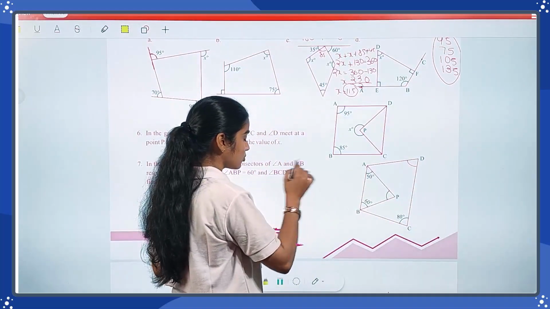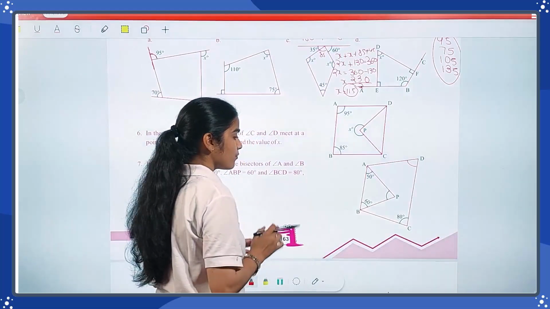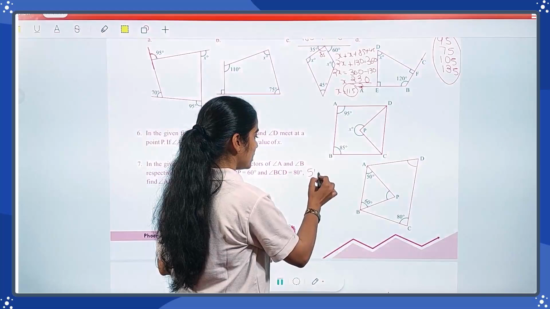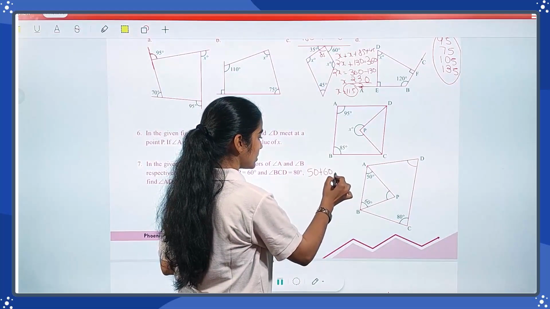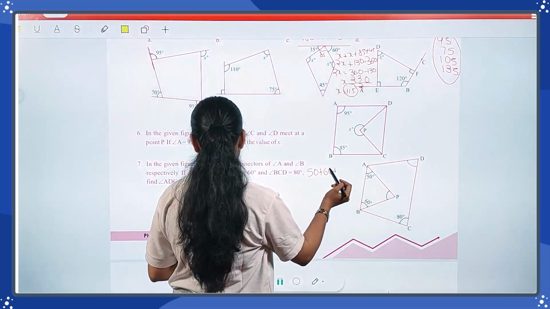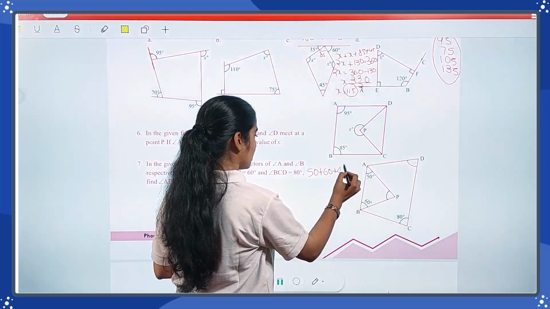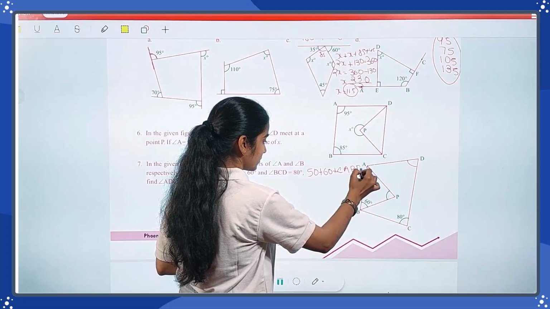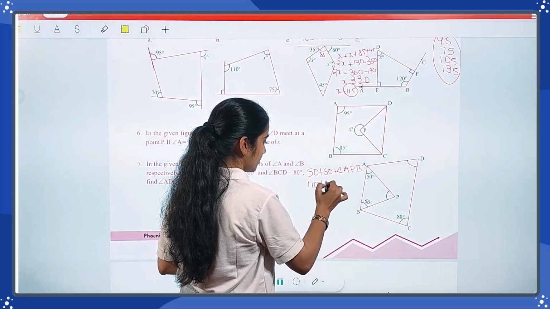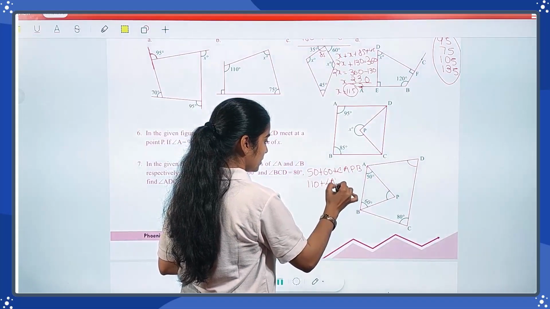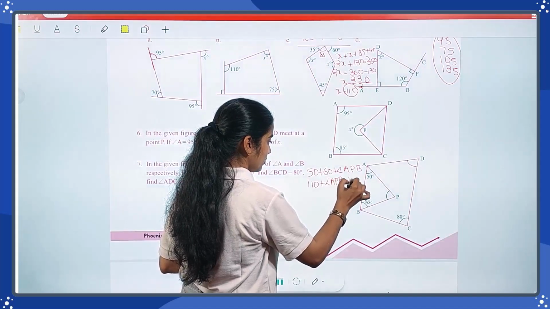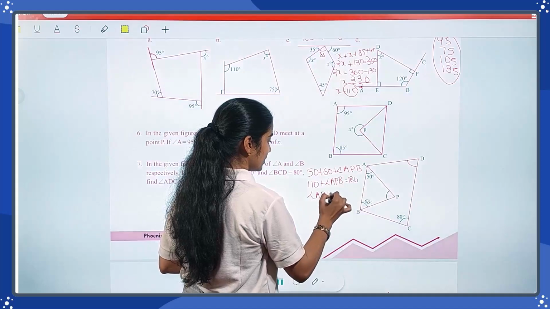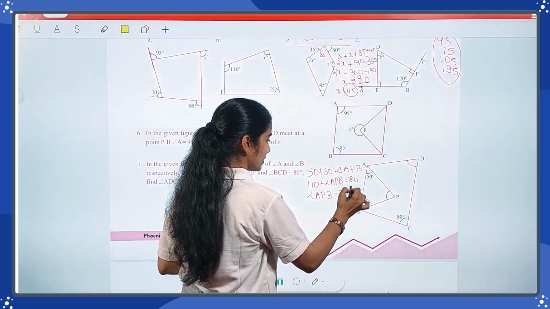This is a triangle, and the sum of all three angles of a triangle is equal to 180 degrees. So 50 plus 60 plus angle APB, 110 plus angle APB is equal to 180. So angle APB is equal to 70 degrees.